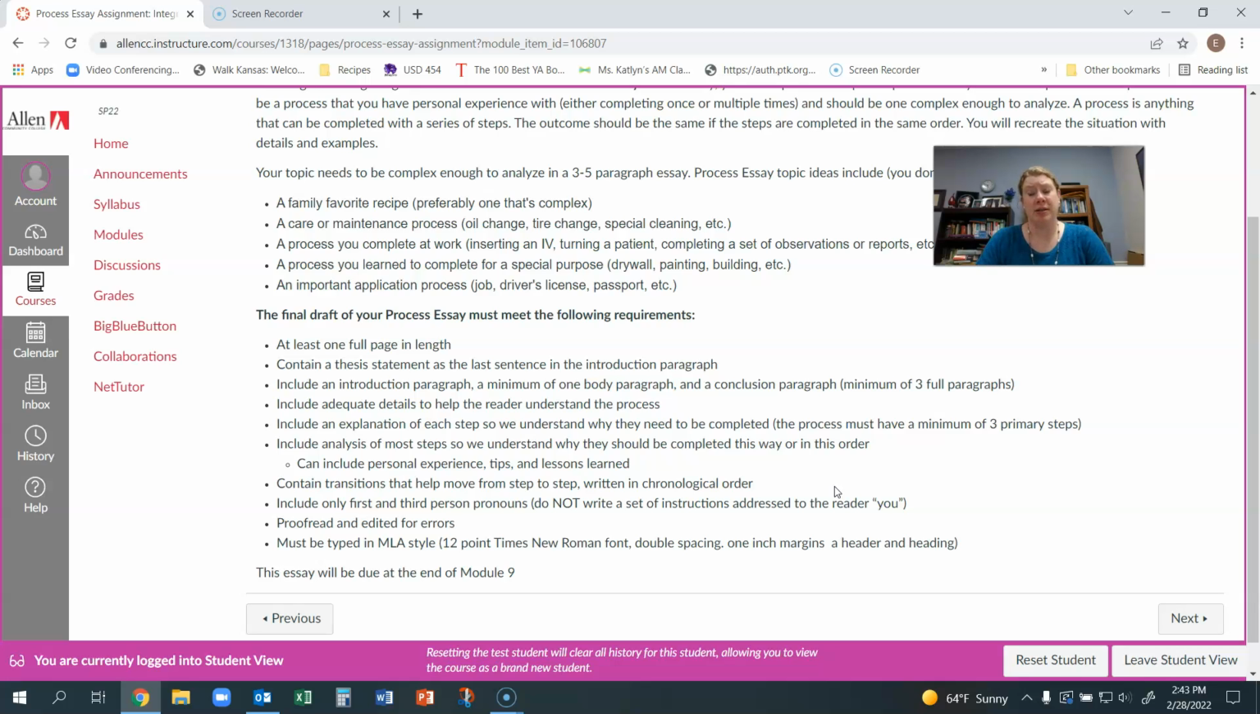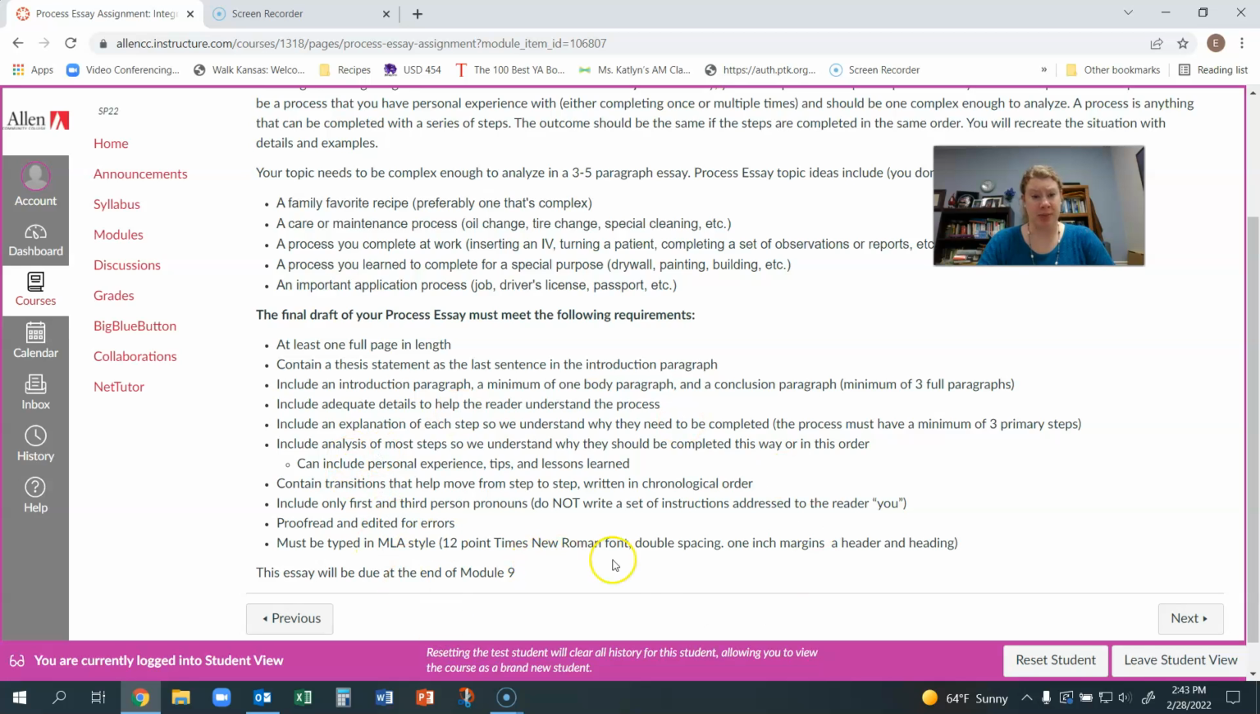It does need to be a process that you are familiar with, though, because you're not doing any research on it. So if you have never applied for a passport, then you can't choose that topic. It needs to be something that you have at least done once, if not multiple times.